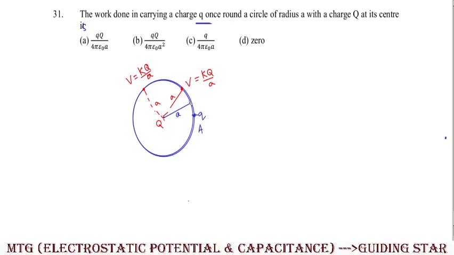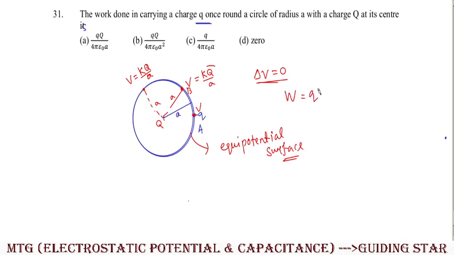That means when we move a charge from here, which has potential V, to another location, let it be B, which will also have the same potential V, then what will be the potential difference? Potential difference is 0. That means this forms an equipotential surface. If it forms an equipotential surface, then work done can be defined as Q into delta V, but delta V is 0. That means work done will be 0.